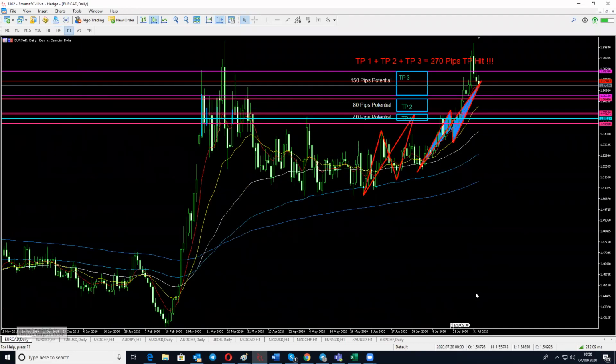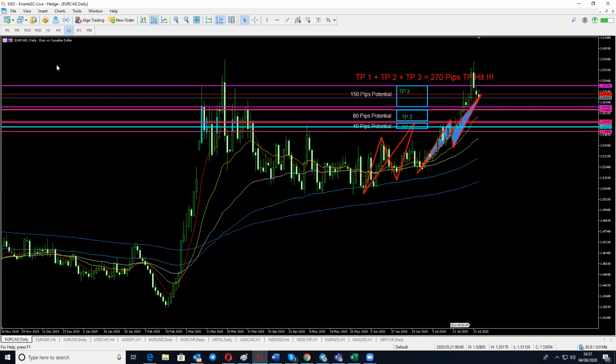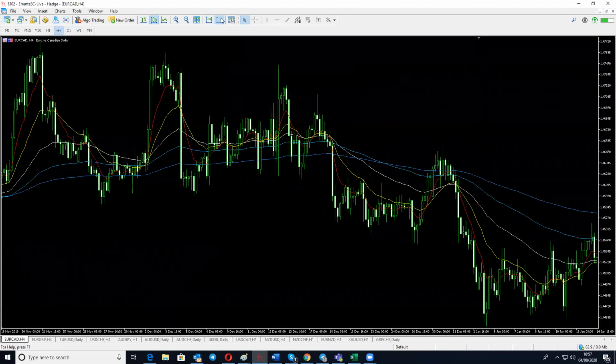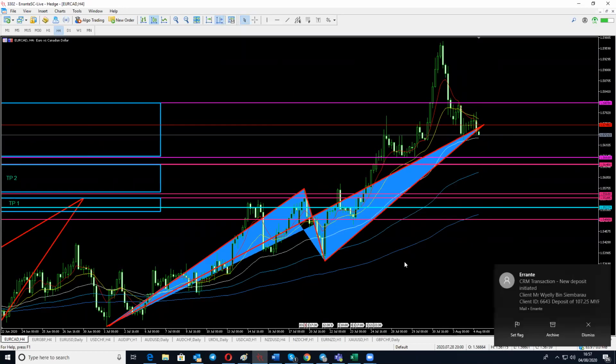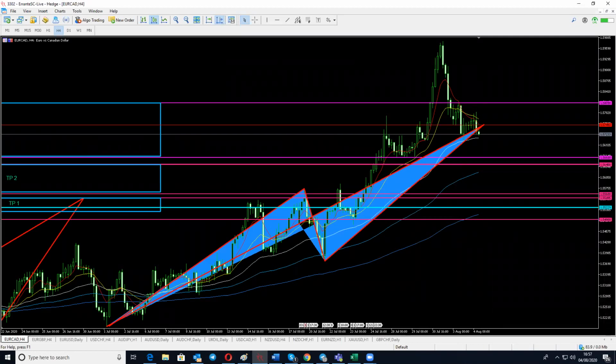EuroCAD, you guys are clear. I've given you that idea on that cup and handle. So most probably a downward type movement for EuroCAD at this moment, but you want to check the 4-hour chart as well. For me, I am not looking at EuroCAD at this moment because I would rather look at where the flow is by the big boys, and the flow at the moment is for Euro GBP buy as well as GBP CHF on the sell.